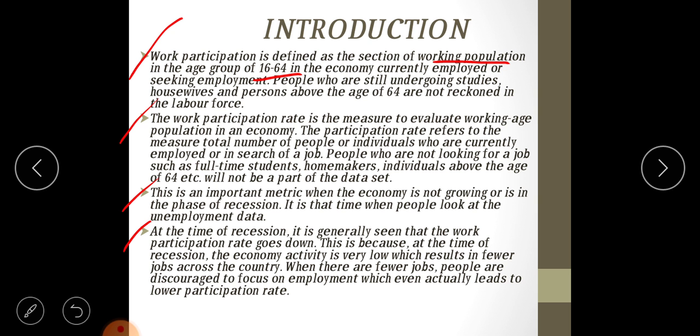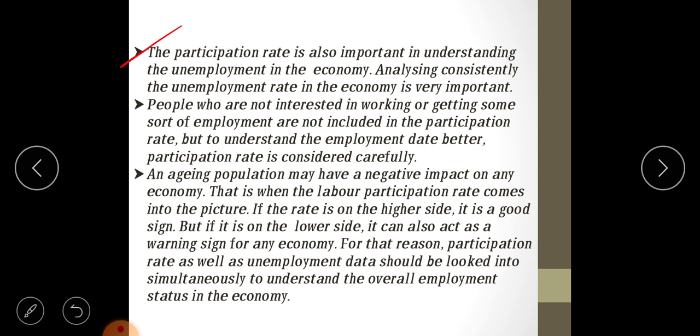When there are fewer jobs, people are discouraged to focus on employment, which actually leads to a lower participation rate. The participation rate is also important in understanding the unemployment in the economy. As I mentioned in the previous slide, this participation rate will also help you to understand the employment that is there in the society, that is there in the economy.